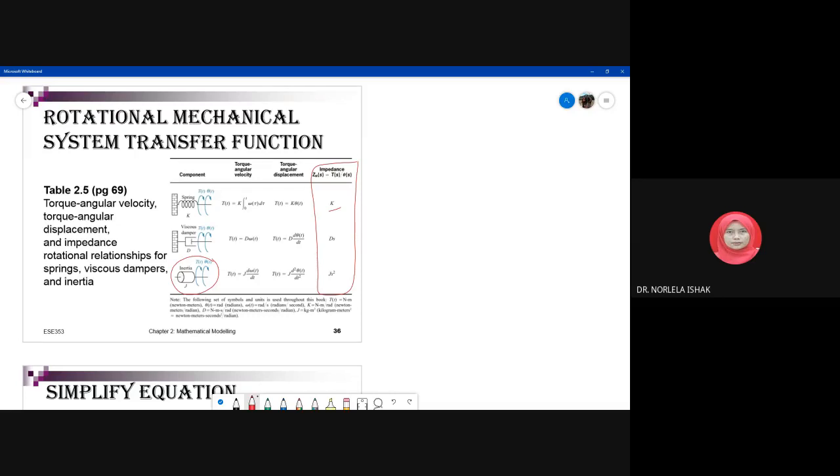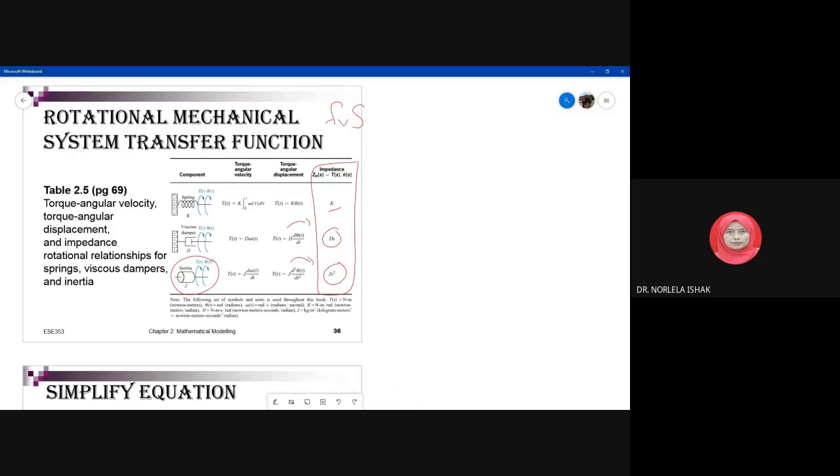For linear we use fv for the viscous damper, and the impedance is fv s. But for the rotational mechanical system, the viscous damper is labeled D. The impedance for the viscous damper is Ds, and for the inertia it is Js squared, which we get by taking the Laplace transform. So you get the impedance.